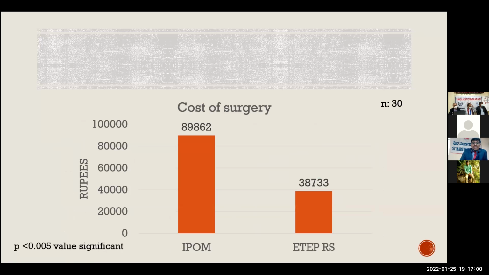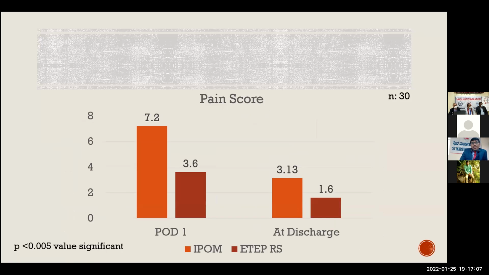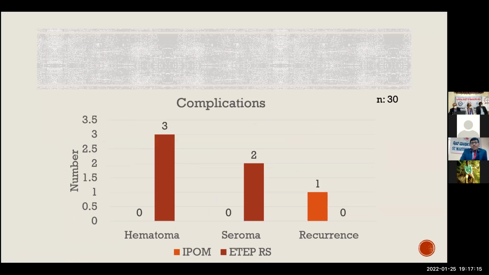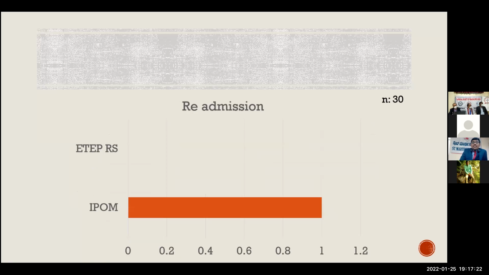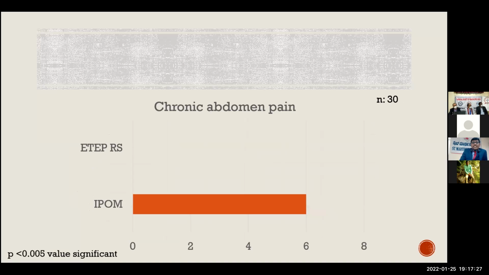Whereas coming to the cost of surgery, the cost of Ipom surgery seems to be significantly more when compared to Etep-RS. Patients in the Etep-RS group are more comfortable in terms of postoperative pain, which can be suggested by these pain scores. Hematoma and seroma formation seems to be more common in the Etep-RS group, and one recurrence was seen in the Ipom group. And one patient got readmitted with the features of subacute intestinal obstruction in the Ipom group. Out of 15 patients in the Ipom group, 6 patients had chronic abdominal pain for a period of 1 to 1.5 months and were managed conservatively with oral analgesics.